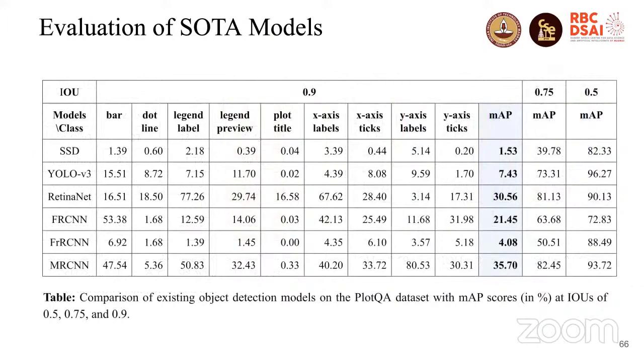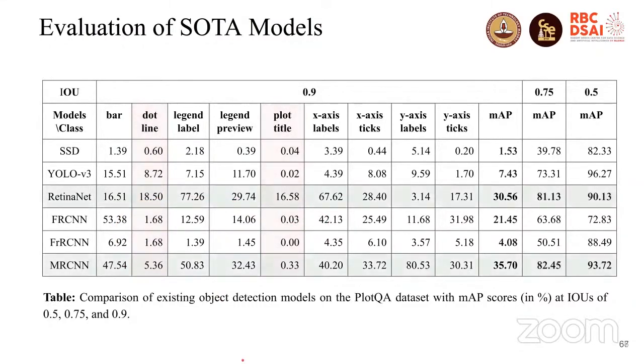And in a scientific plot, you see objects of different types like bar plots, dot lines, legend labels, legend previews, plot title, and so on. And what we observed is that the lowest accuracy is actually seen for dot lines and for plot titles, which are very long. So a plot title is typically very long. It might even span 2 lines. So these are the objects which are detected with the lowest accuracy. Of course, across the board, the accuracy is low. It's not something to be proud of. But at least for these two cases, the accuracy was abysmally low.